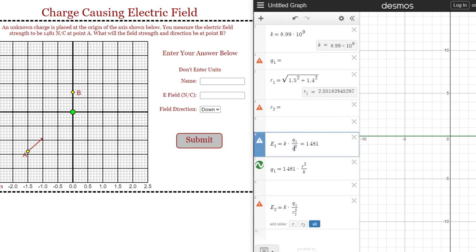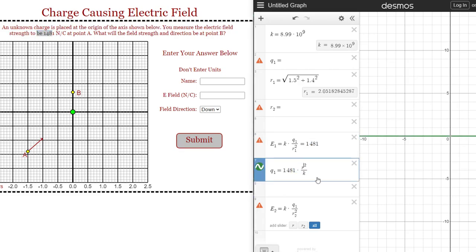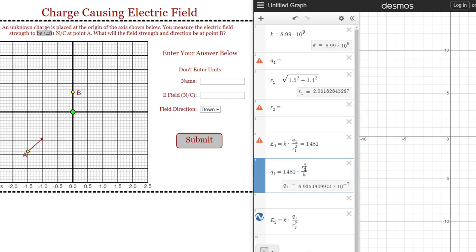Now, knowing that, we can use the equation E equals kQ1 over R squared to figure out the actual charge of the particle, because in this case we're going to use R1. So we know that E is equal to 1481, because that's what's written up here. All we need to do is put R1 as our distance value, rearrange the equation, multiply R1 squared on both sides and divide by k. We can get Q1 equal to 6.93 times 10 to the negative 7 coulombs.